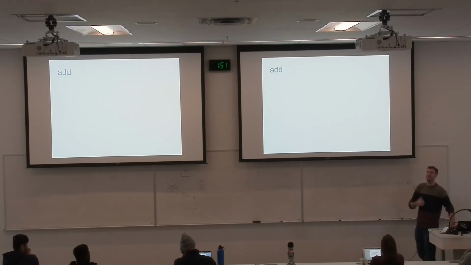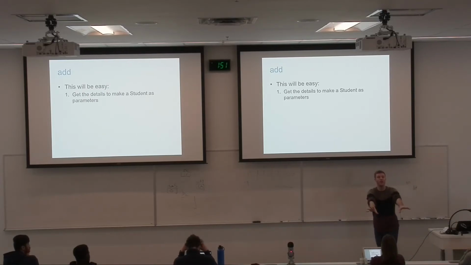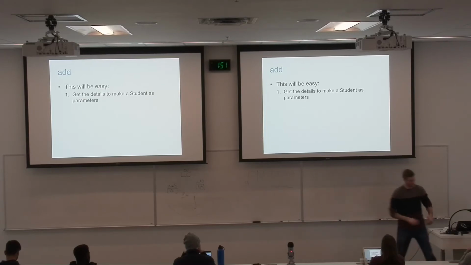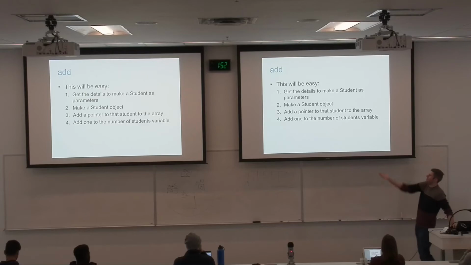Let's say we want to add someone. So the add function is going to be simple. You're going to pass me all the information I need to create a student object. I will create that student object and then add a pointer to that student object to my class list. That's it. Oh yeah, and then we're going to have to update how many students are in the class. Well, one more, so just add one.